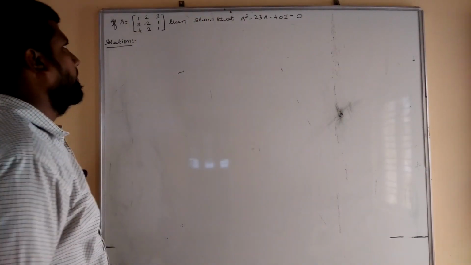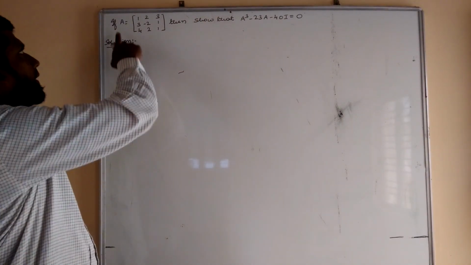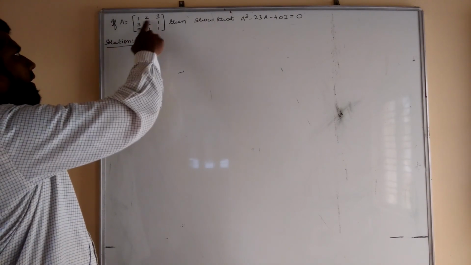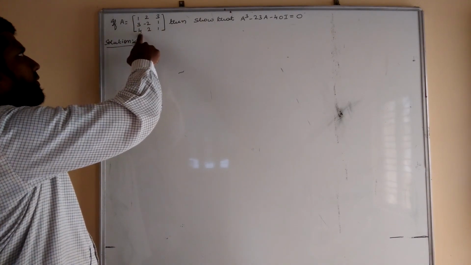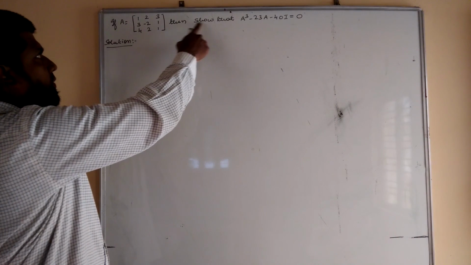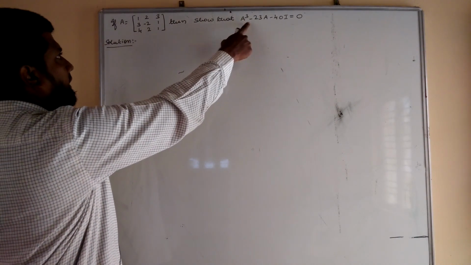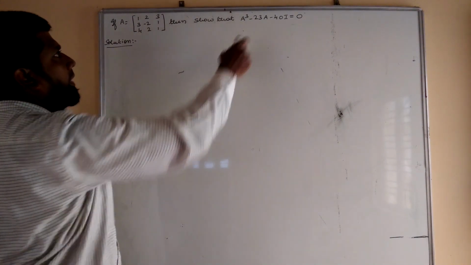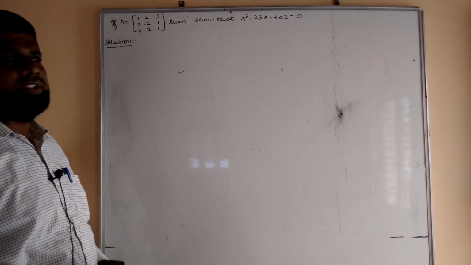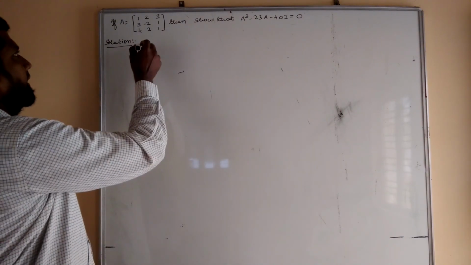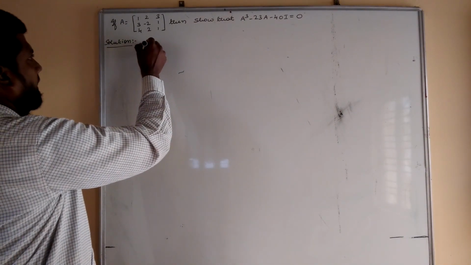Take down the next problem. If A is equal to 1 2 3, 3 minus 2 1, 4 2 1, then show that A cube minus 23A minus 40I is equal to 0. So let us write the given. What he has given? He has given the A matrix.